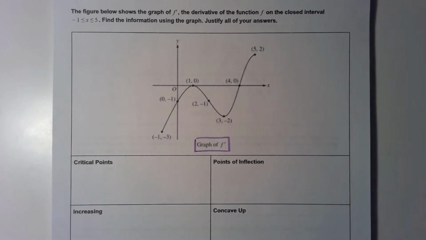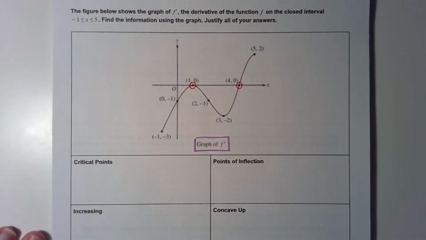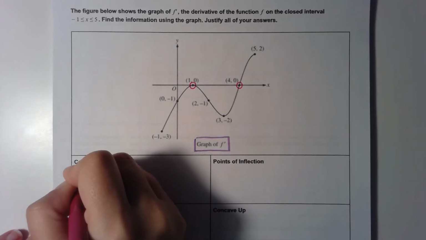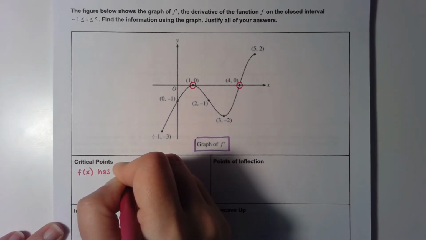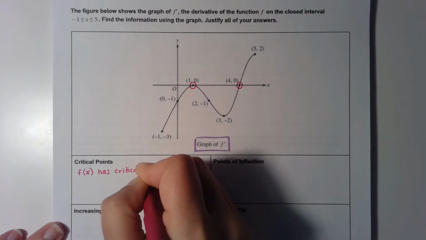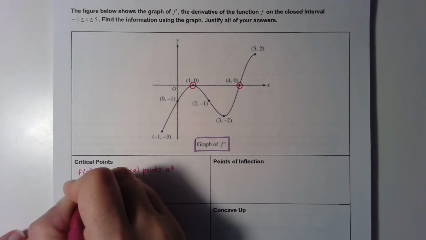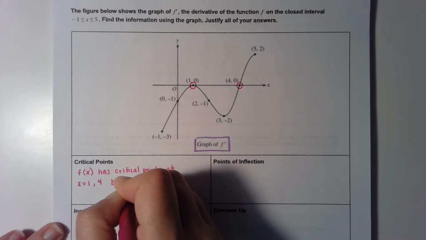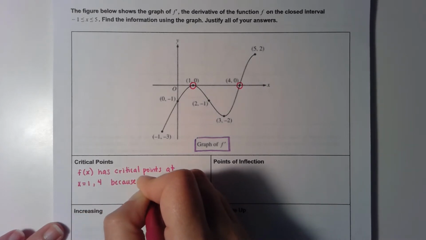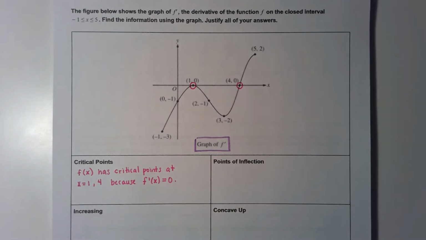Let's start with critical points. So critical points, if we're looking at the graph of f prime, are going to be the x-intercepts, the places where the derivative is equal to 0. So I would say that f of x, the original, has critical points at x equals 1 and x equals 4 because the derivative f prime of x, which is what we're looking at here, is equal to 0. And that's what makes it a critical point.